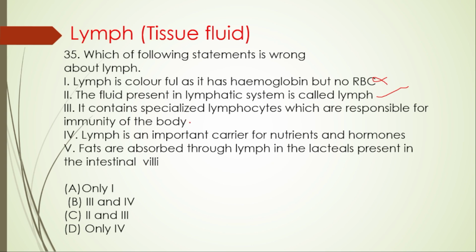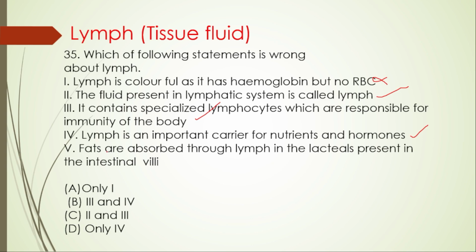Next one, third one, it contains specialized lymphocytes which are responsible for the immunity of the body. Yes, this one is correct. Lymphocytes are a type of WBC, vital for the immune response. Next, fourth one, lymph is an important carrier for nutrients and hormones. Yes, this is also correct. Lymph is an important carrier for the nutrients and what? Hormones. Transports substances to the cells and carries away the wastes. So this one is also right. Third one is also right.